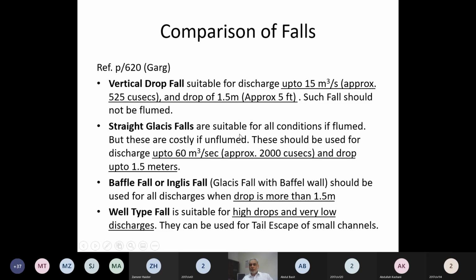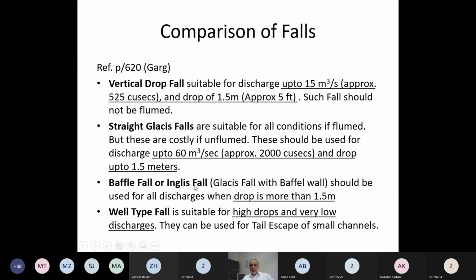It should be provided with fluming, because usually when falls are constructed and a bridge is also there, the bridge cost can be much reduced if we flume the canal. Then the length of the bridge reduces, the number of piers reduces, and in this way we can reduce the foundation also, and reduce the cost of the project. So if the fall height is up to 1.5 meter, but the discharge is more than 15 cubics and less than 60 cubics, then we should go for a straight glacis fall.